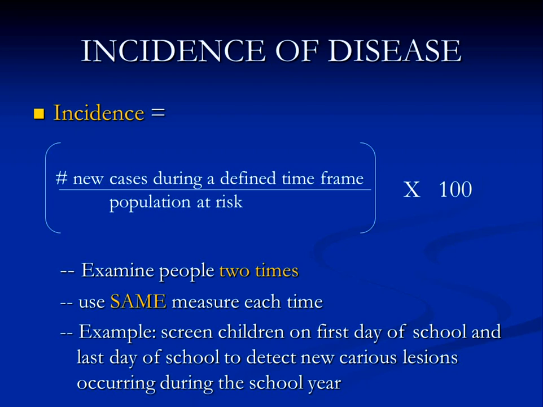And it's essential that you use the same measure each time, so you collect the data the same exact way each time that you're collecting data. So the number of new cases actually goes in your numerator, and then you're still going to divide by the population at risk, and if you want to express it as a percentage, again, you're going to multiply it by 100.